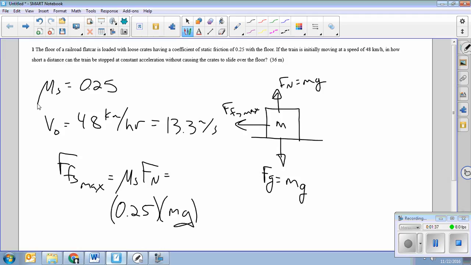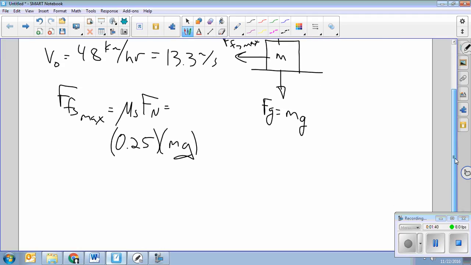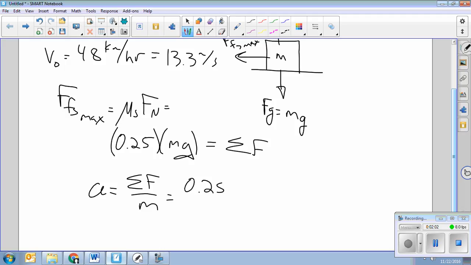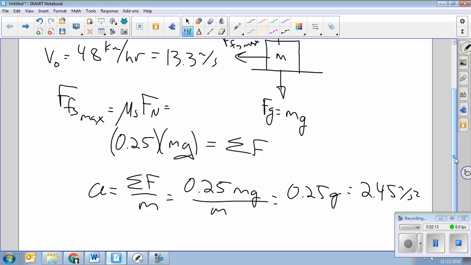So the idea then is that as the train slows down, it's going to be accelerating. This is going to be our net force, well, the maximum net force that we've got. And so that means that the maximum acceleration that we can have would be the net force divided by the mass, which for us is 0.25 mg divided by the mass, which gives you 0.25 g, which is about 2.45 meters a second squared. And this is going to be negative because we're decelerating.